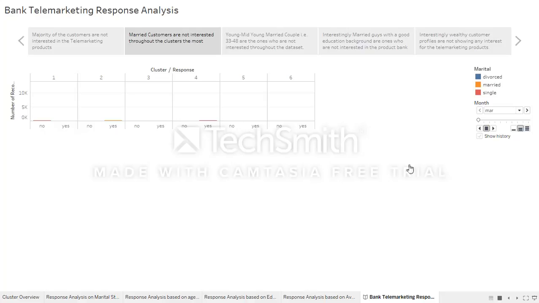Now coming to the second story point, where we observed the behavior of cluster responses along with the marital status and animated it along with the month's attribute. Now let's see that. As can be viewed over here, married customers are not interested throughout the clusters the most.